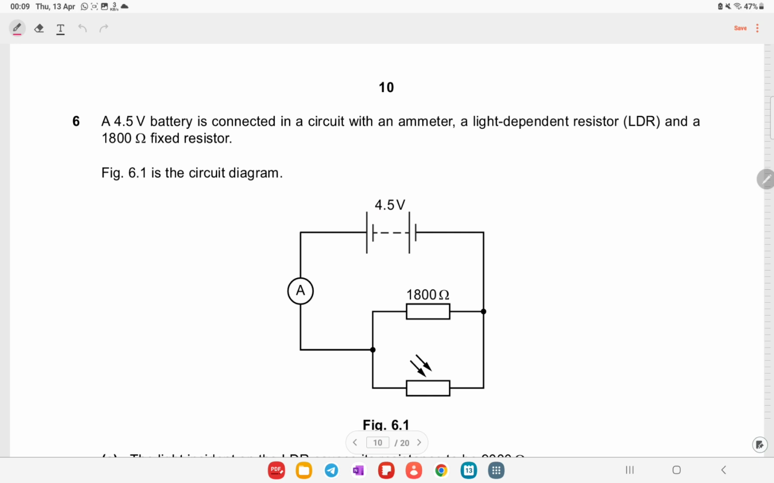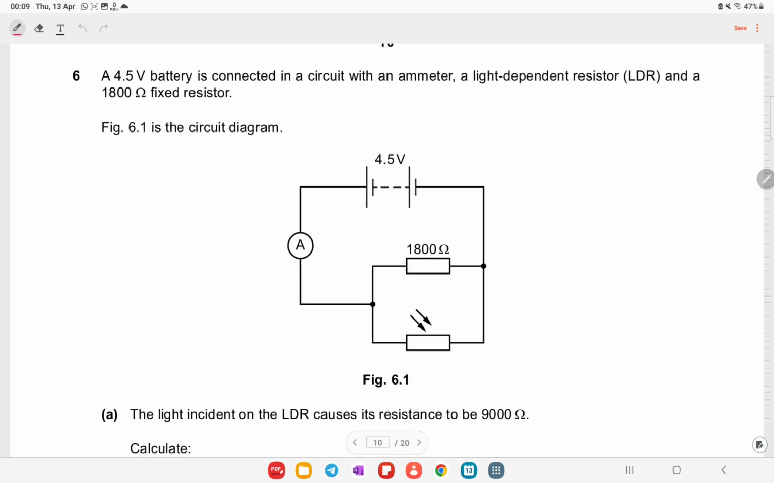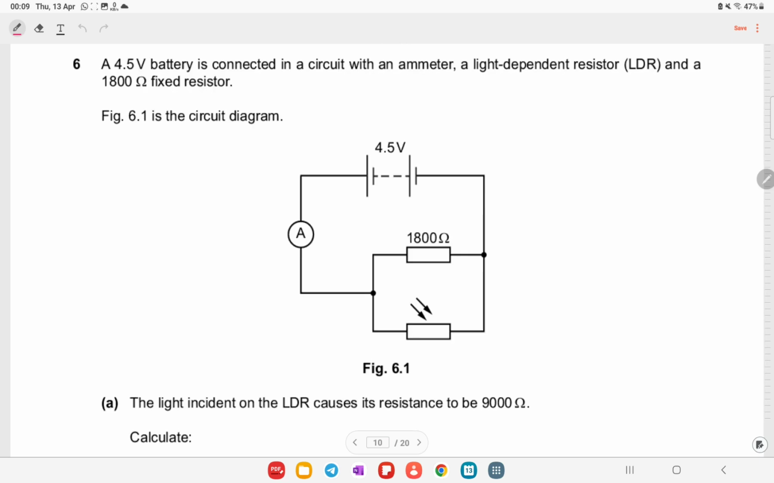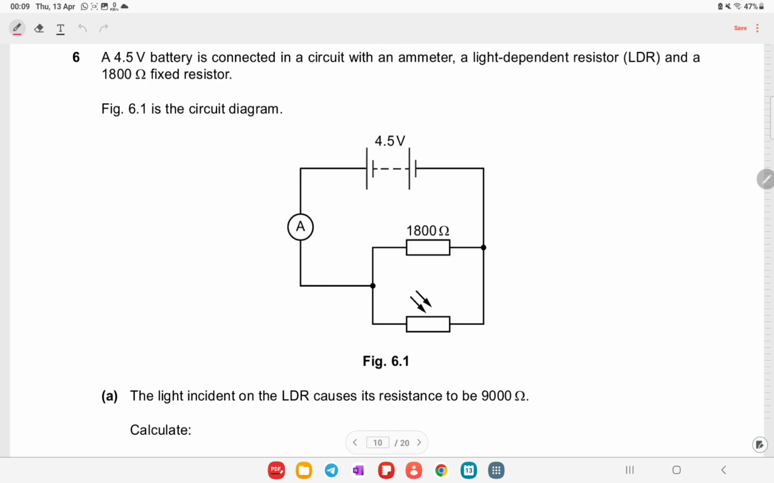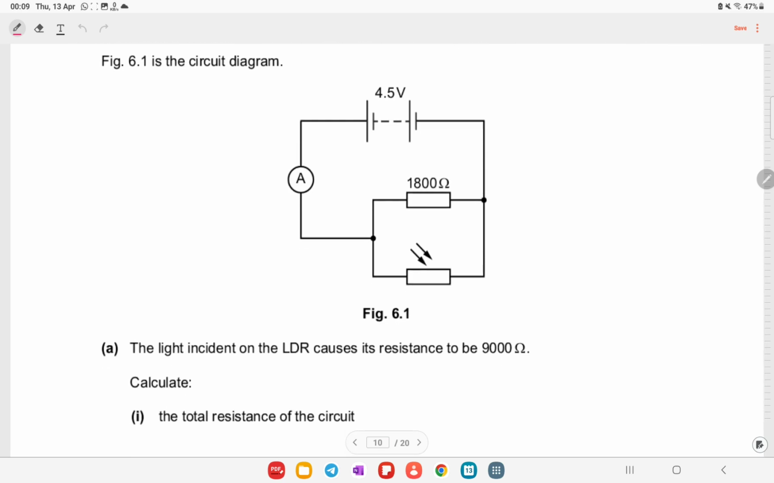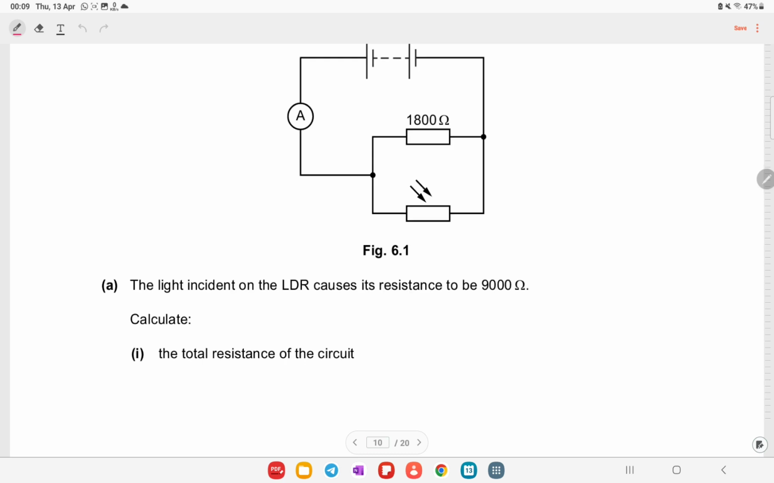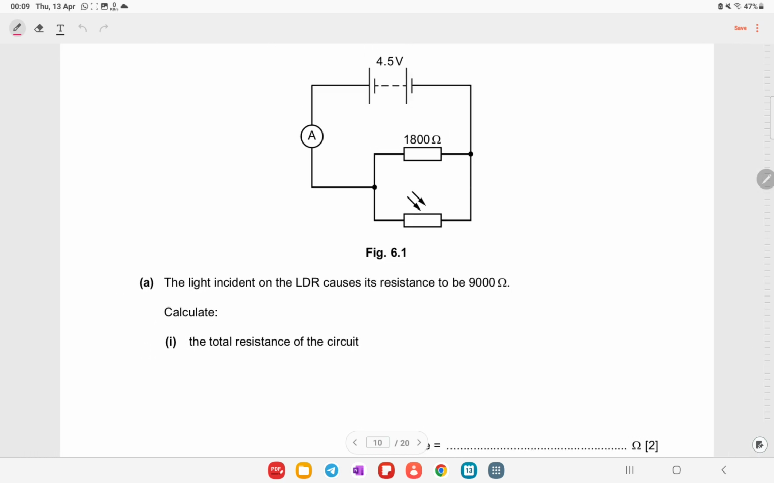A 4.5 V battery is connected in a circuit with an ammeter, a light dependent resistor, and an 1800 ohm fixed resistor. Figure 6.1 is the circuit diagram. The light incident on the LDR causes the resistance to be 9000 ohms. Calculate the total resistance. It's a simple question: 1 over 1800 plus 1 over 9000. If you add it up, it is going to be 1500 ohms.